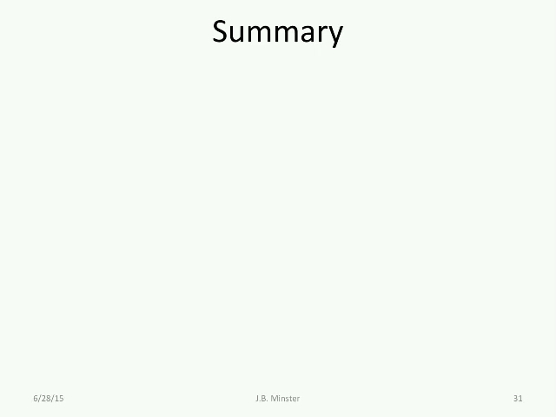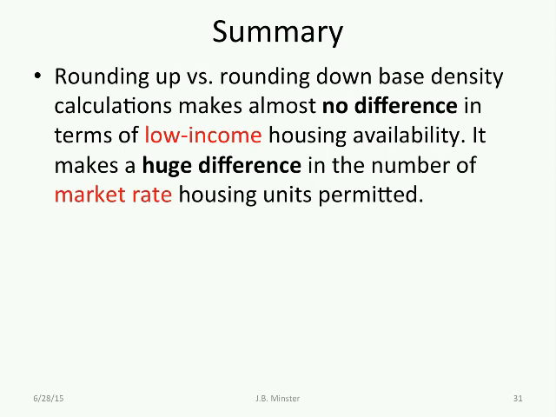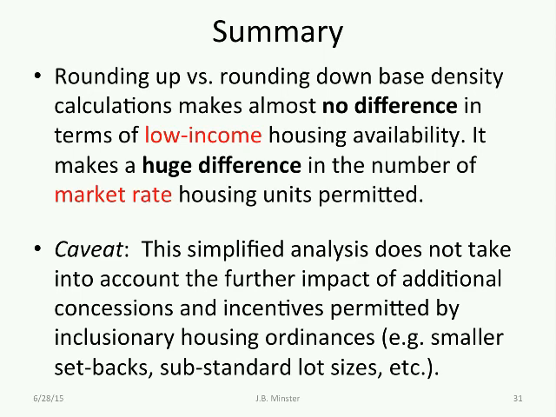In summary, this simple example shows that rounding up versus rounding down the base density calculation makes practically no difference in terms of availability of low-income housing. It makes a very large difference in the number of market rate housing units permitted. Our analysis does not take into account the additional impact of local housing ordinances like the inclusionary housing ordinance, which lead to additional concessions and incentives such as smaller setbacks or substandard lot sizes.